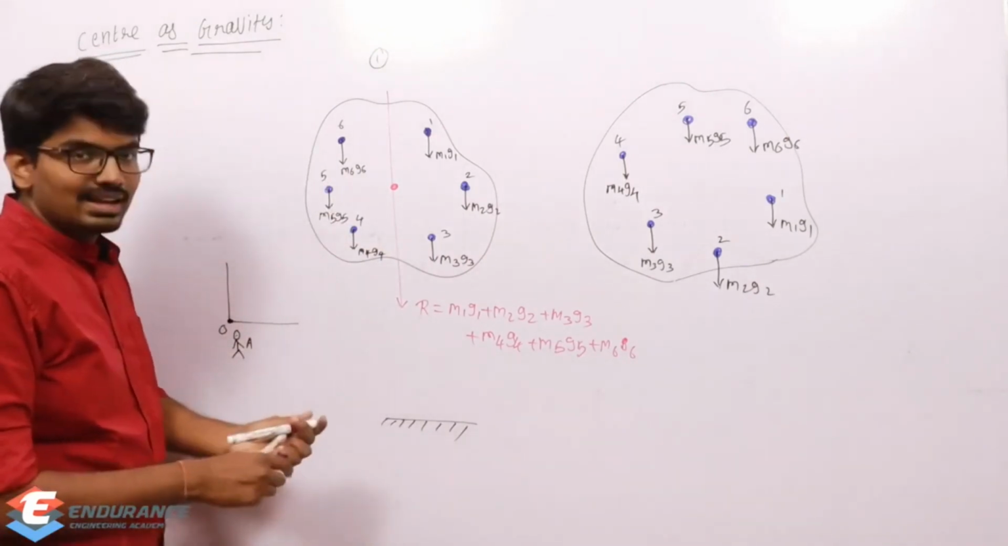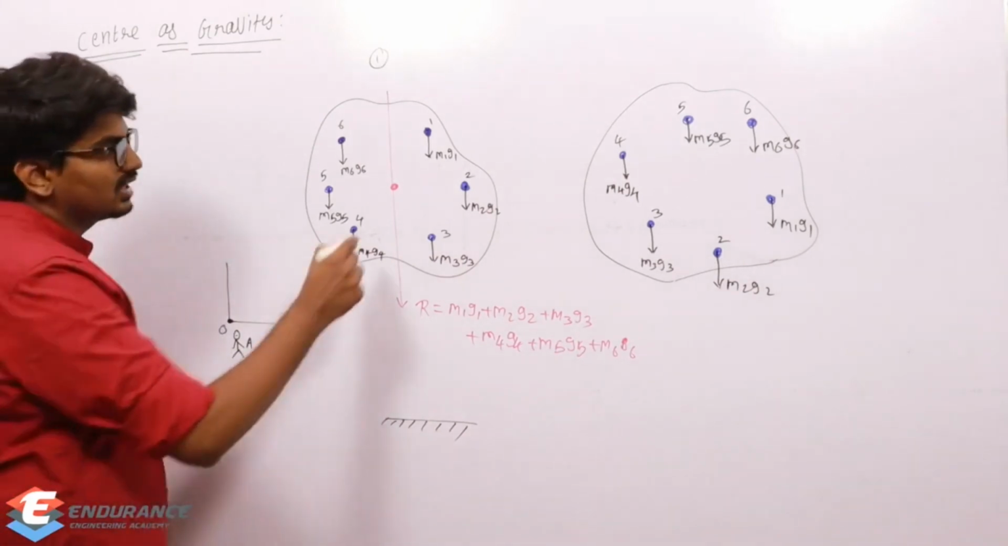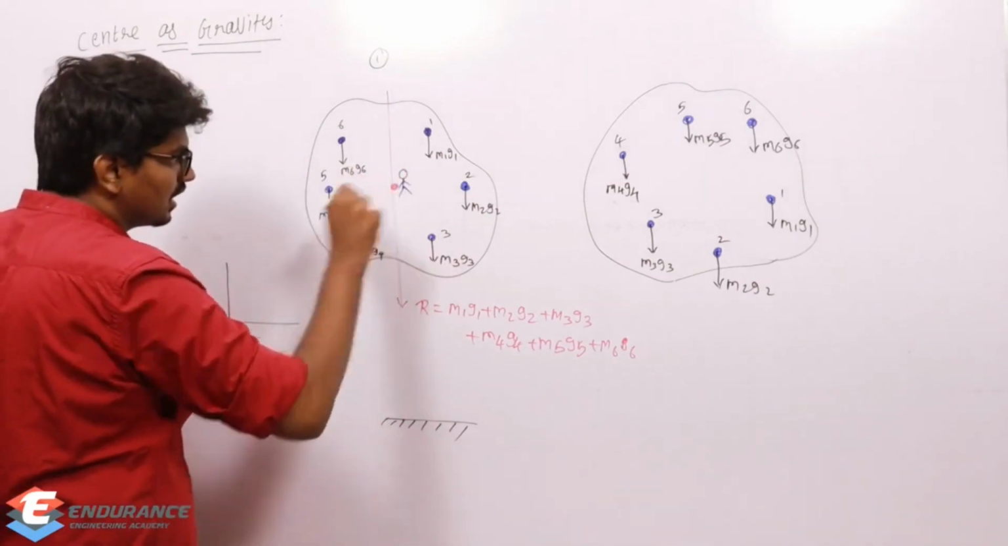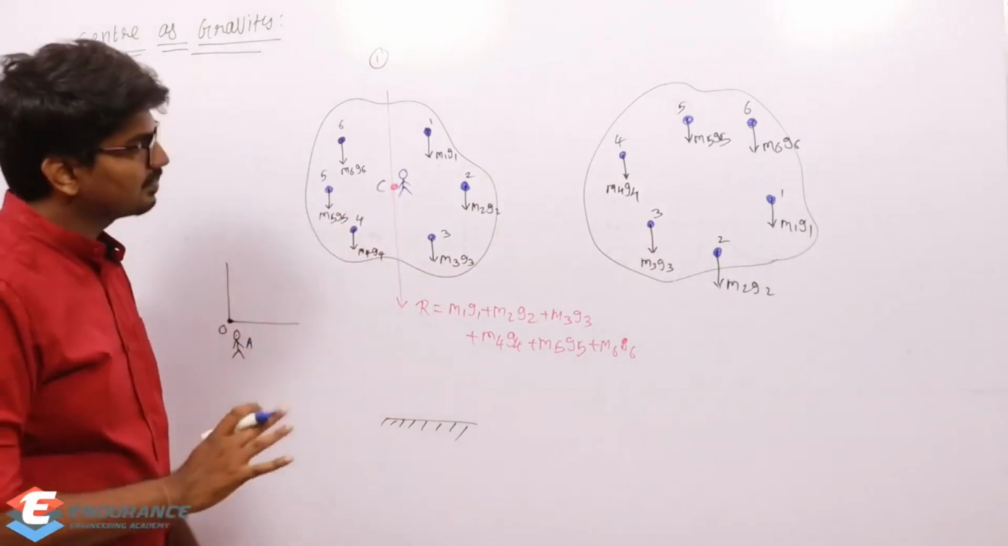Now what I'm doing, I have taken one point here, right? I have taken one person who is sitting at the origin. I'm going to take another person who is going to sit at this point. Let me mark that point to be C, at the center.